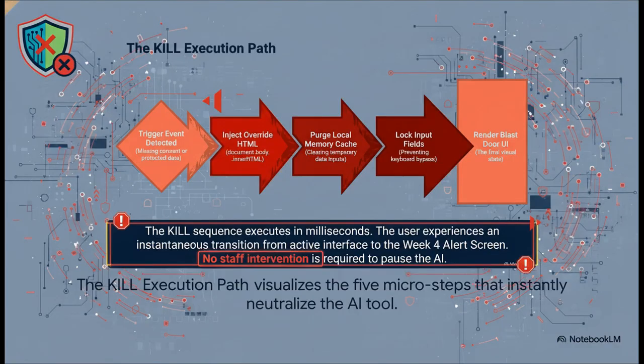And when the interrogator finds no valid consent, this is the automatic consequence. It's a super fast 5-step sequence. It injects an override, purges the local memory, locks up all the input fields, and throws up that alert screen. The most important part? It all happens instantly. The connection is just severed. No staff intervention required at all.